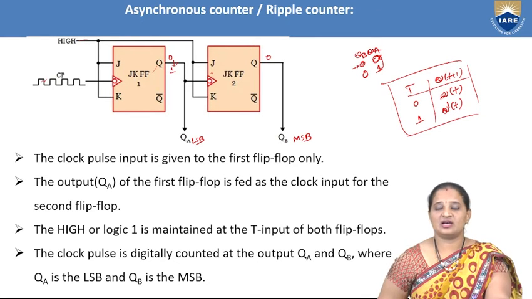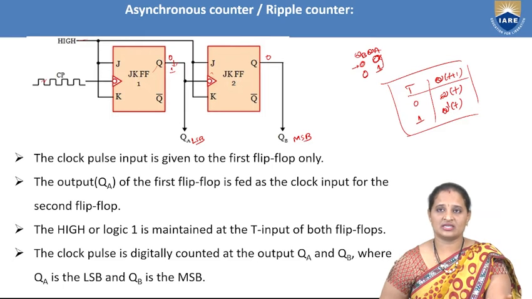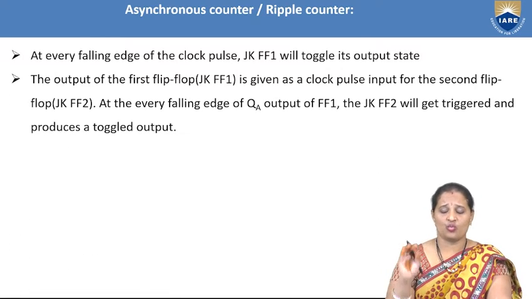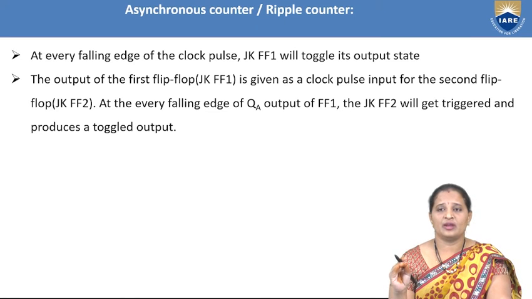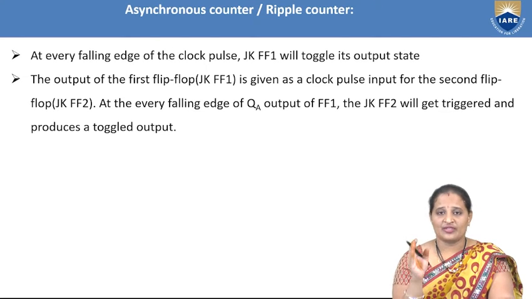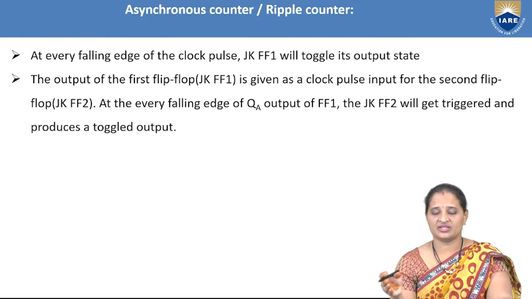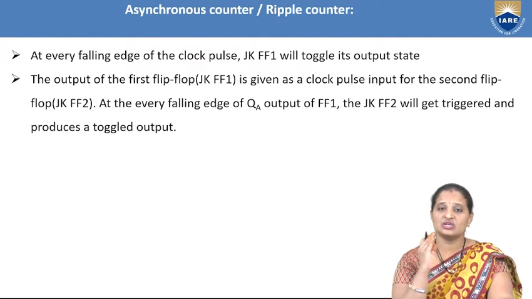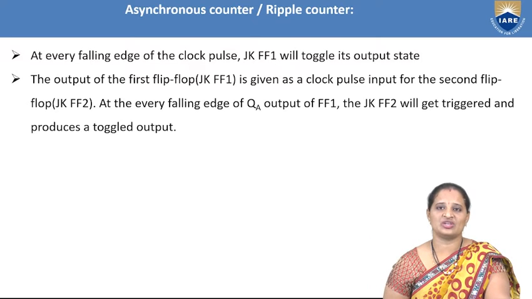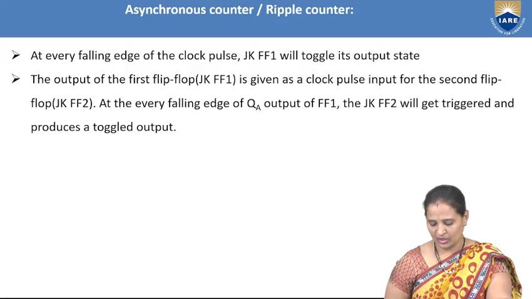Okay, so now let us understand the operation of this counter very clearly with respect to the timing diagram. So here this is the timing diagram. What you need to understand is, during the trailing edge or else negative edge in the clock pulse, the first flip-flop will change its state, whereas the output of the first flip-flop is given as clock input to the second flip-flop. So when there is a transition in the output of the first flip-flop from 1 to 0, then only the second flip-flop can change its state or else the output can be toggled here.